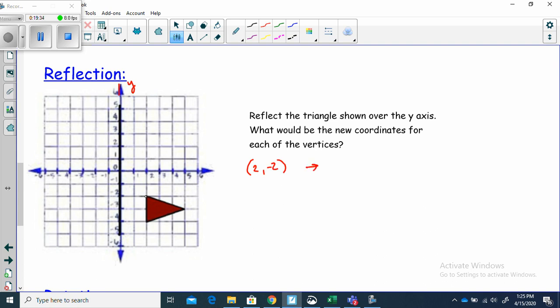Now, when we do this, we count to the axis we're reflecting over. This point is 2 units on this side of it, so the new point will be 2 units on the other side. That's at -2, -2.